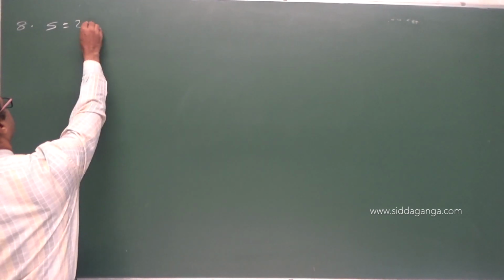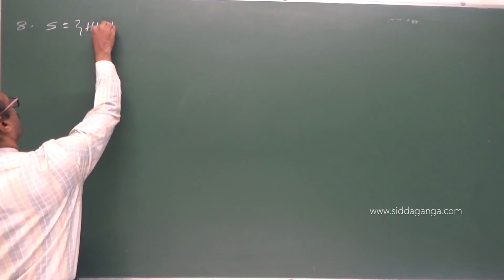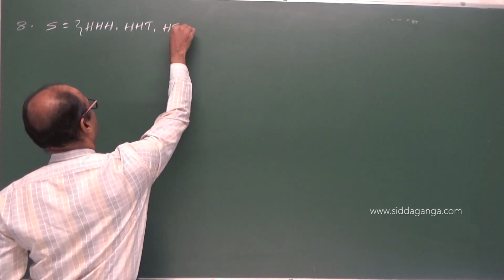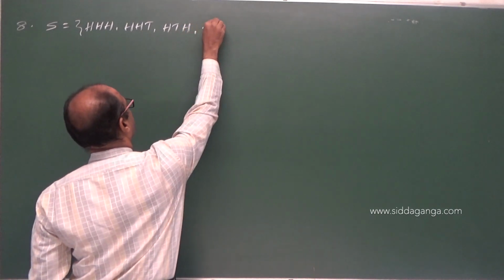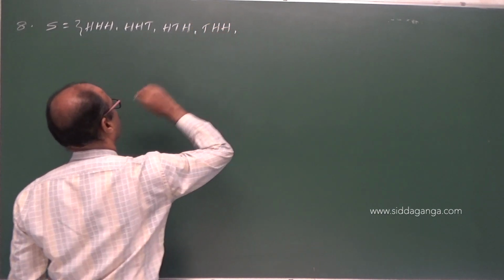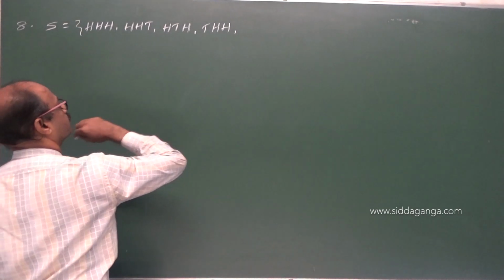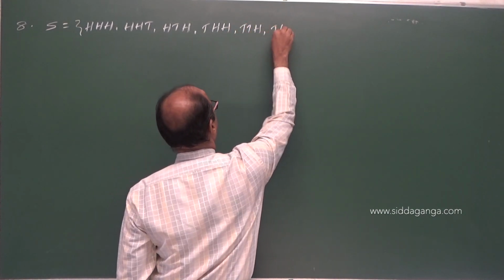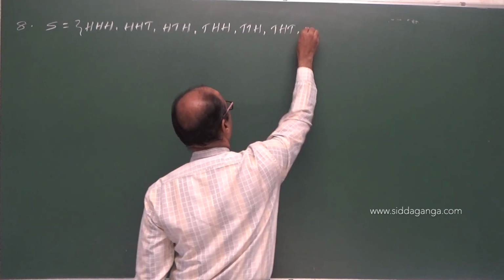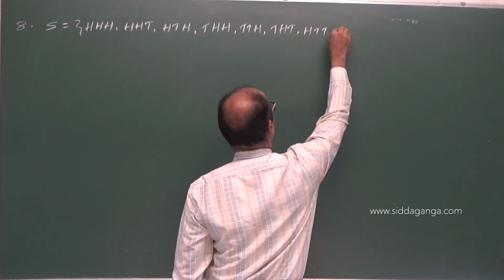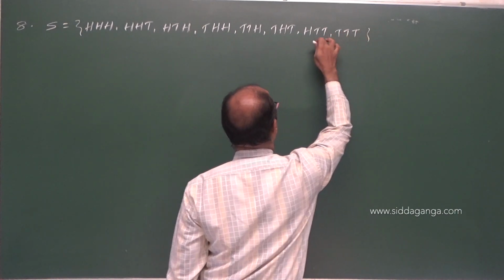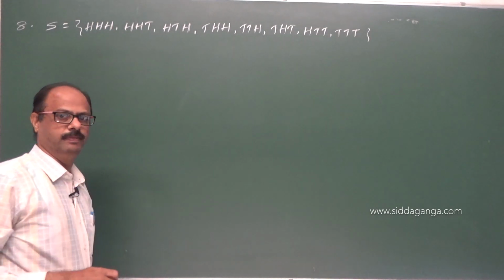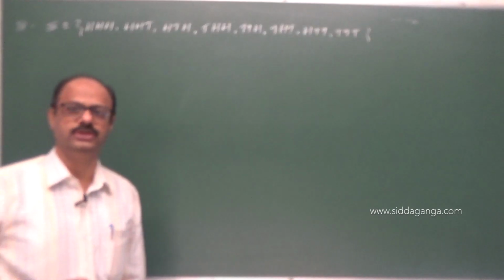we will have the sample space H, H, H, H, H, T, H, T, H, T, H, H, T, T, H, T, H, T, H, T, T, T, T, T. 1, 2, 3, 4, 5, 6, 7, 8. That is 2 to the power 3, which is equal to 8.